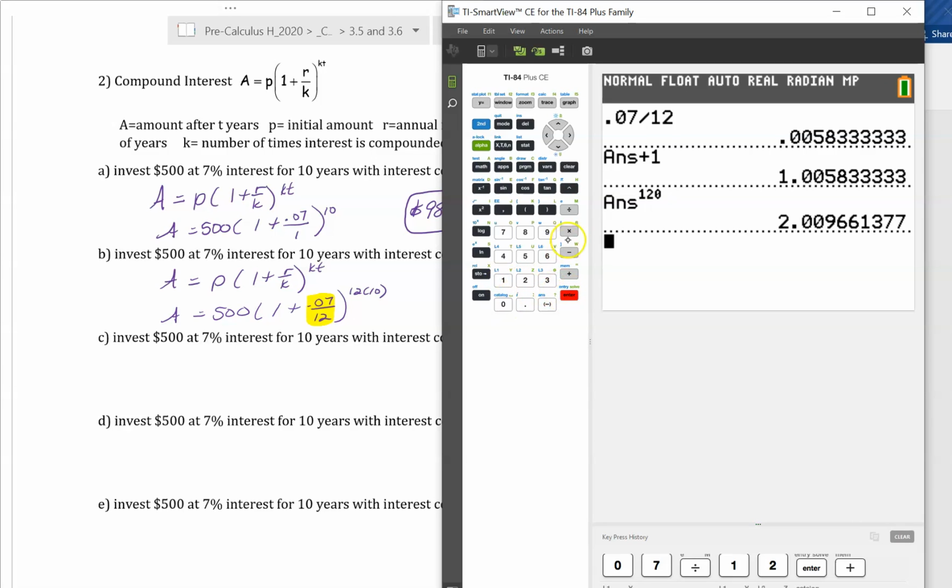And hit enter again and multiply by 500. So you could just type everything in, but it's kind of a parenthesis nightmare, so I like to do it in pieces like this. All right, why don't you go ahead and pause the video and try part C.